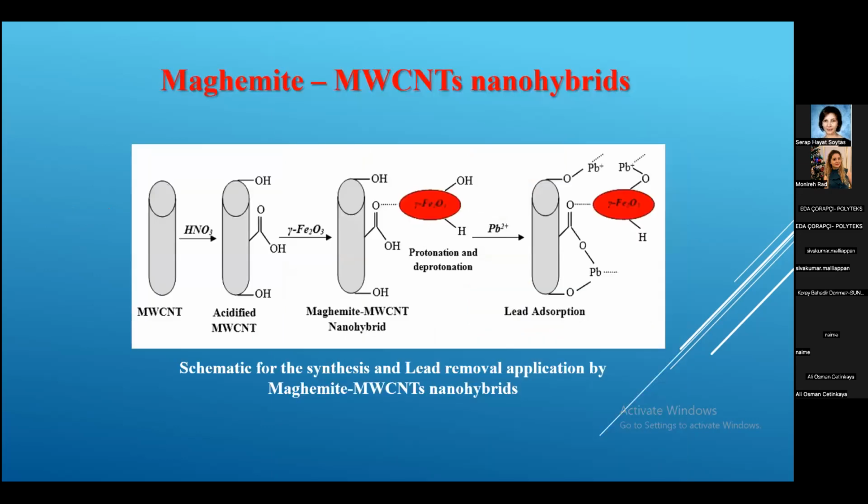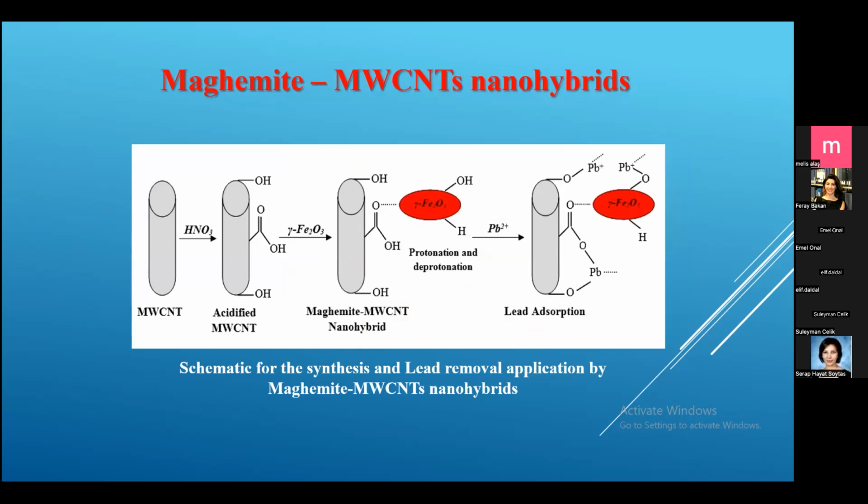This is a pictorial presentation where you can see, starting from raw multi-wall carbon nanotubes, we oxidize them, we introduce maghemite iron oxide, and then we adsorb lead on the surface of these nanohybrids and separate lead from the water.